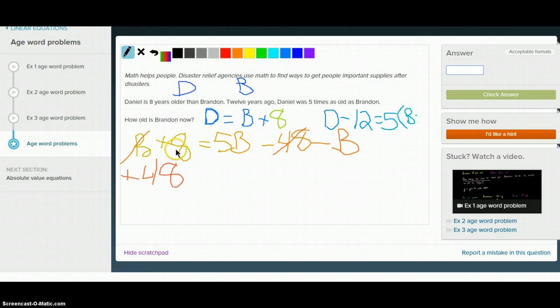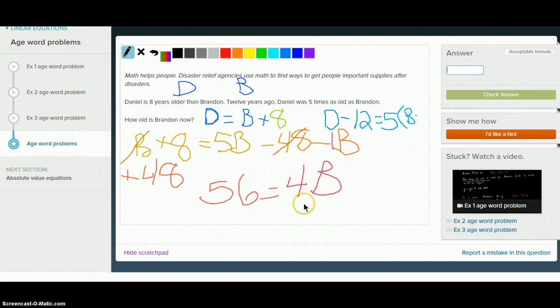48 plus 8, that's going to be 56. And that's going to be equal to 5B minus 1B. The B's are the same, so we're going to just subtract the coefficients with the variable attached. So that's the same as 5B minus 1B. So this becomes 4B. Now to find Brandon's age, we're going to have to get B all by itself.